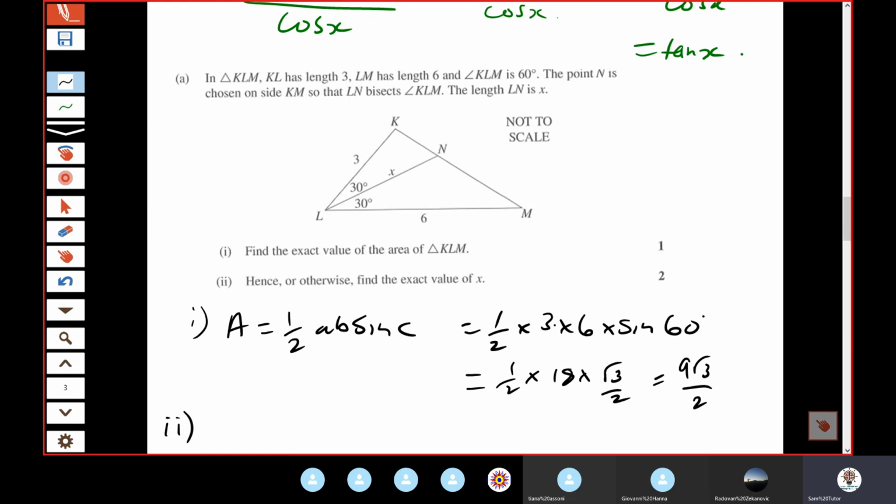There we go with that. Next one: hence or otherwise find the exact value of x. Okay, hence. All right, I think I know what you're trying to make me do. Yeah, and then equals to that. Yep, I got it. Who thinks they know how the hence is going to work to find x?